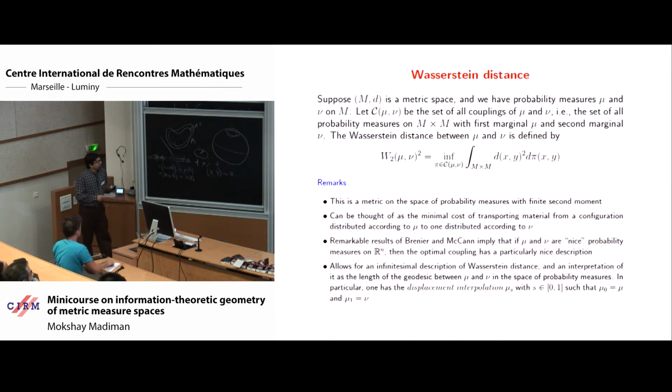I'm not going to describe this in more detail because it would take too much time, but I know that you will see more of this in talks to come. In particular, one can define an interpolation, called the displacement interpolation, mu sub s, with s in [0,1], such that mu sub 0 is mu and mu sub 1 is nu. These are geodesics for this Wasserstein distance. So the Wasserstein distance between mu and nu is just the length of the geodesic between mu and nu.